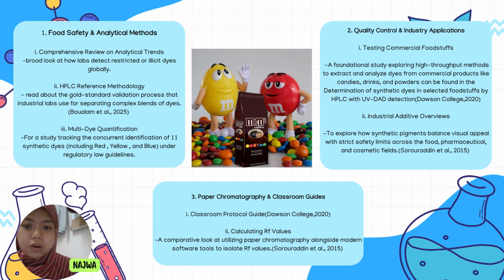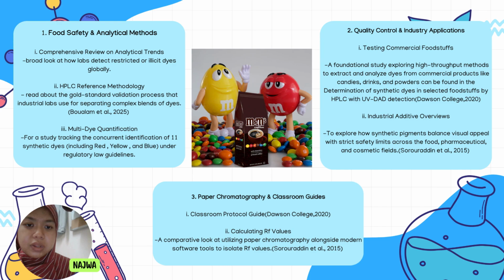Read about the gold standard validation process that industrial labs use for separating complex blends of dyes. And then the last one is multi-dye quantification, a study tracking the concurrent identification of 11 synthetic dyes, including red, yellow, and blue, under regulatory guidelines. Next, quality control and industrial applications, divided into two: testing commercial foodstuff and industrial additive overviews.